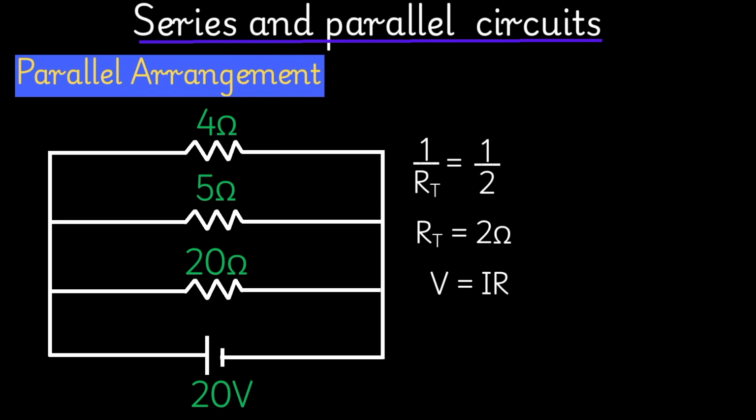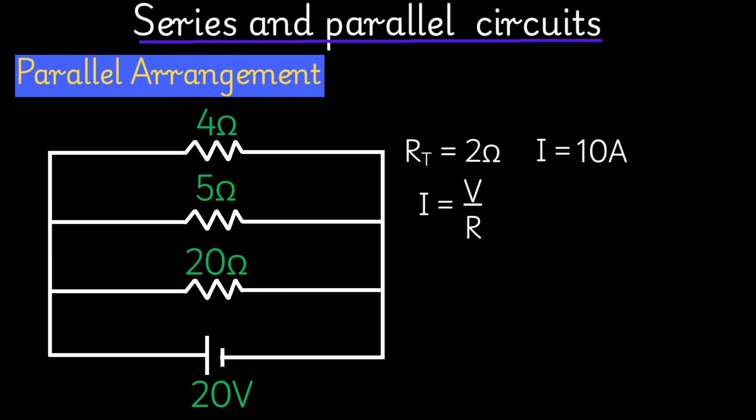Then from Ohm's law, we know that V is equal to IR. So to get I, or the total current from the source, we shall have 20 over the total resistance, which is 2. And 20 divided by 2, we get 10 amperes.